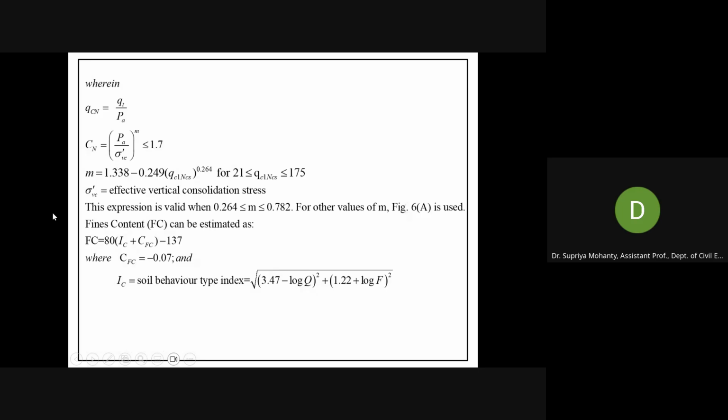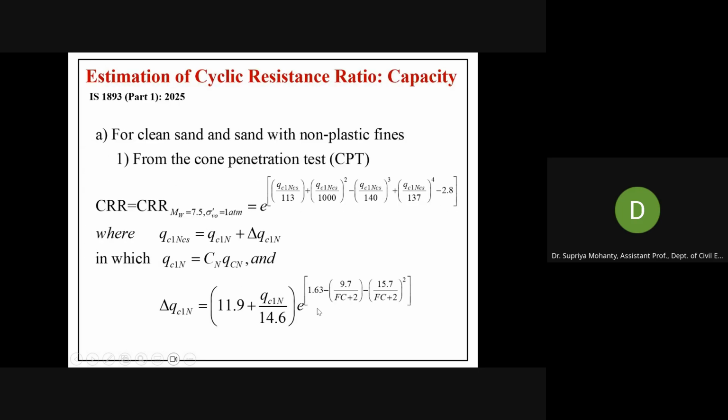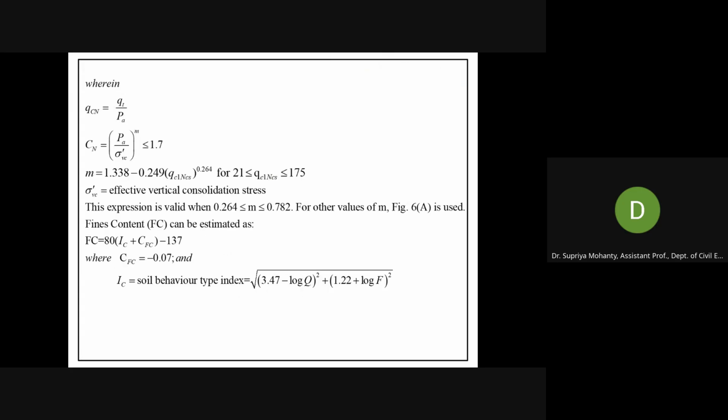Once you have FC, that FC needs to be used here to get the del qc1n. And once you have del qc1n, the corrected qc1n-cs you can calculate and substitute here to get the CRR 7.5. That is only for magnitude of earthquake 7.5.